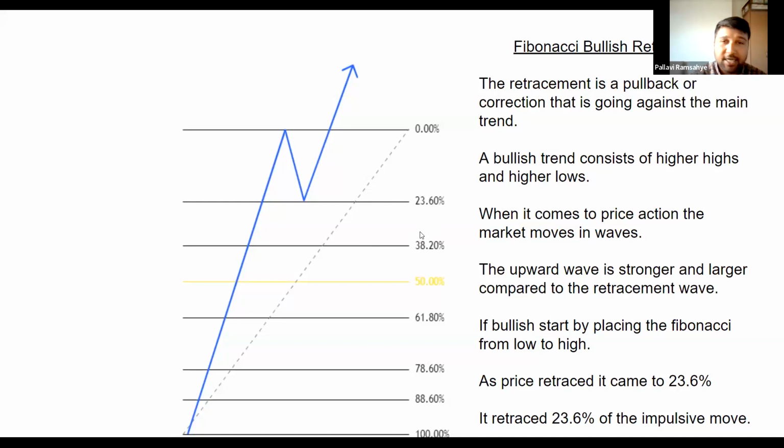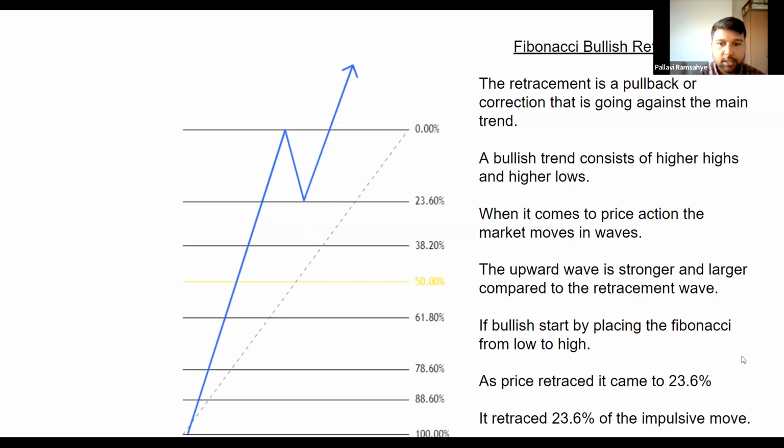The deeper the retracement, so let's say past 50%, down to these zones here, the weaker the impulsive move, right? So that's one thing that I want you guys to keep in mind, to note down. The shallower the retracement, the stronger the next impulsive move. The deeper the retracement, the weaker that impulsive move, okay? So that's a very important thing to keep in mind, okay?